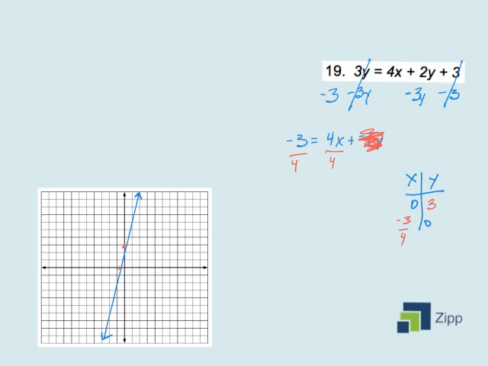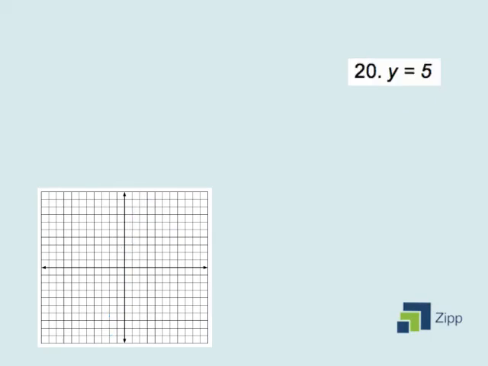Let's look at number 20. 20 is y is 5. This is one of those special cases. I'll just set up my t-table because I do that. And if y is 5, it's always 5. So I'll just put a bunch of 5s here in the y column. And I'll pick some numbers, 0, I'll pick 1, and I'll pick 2.